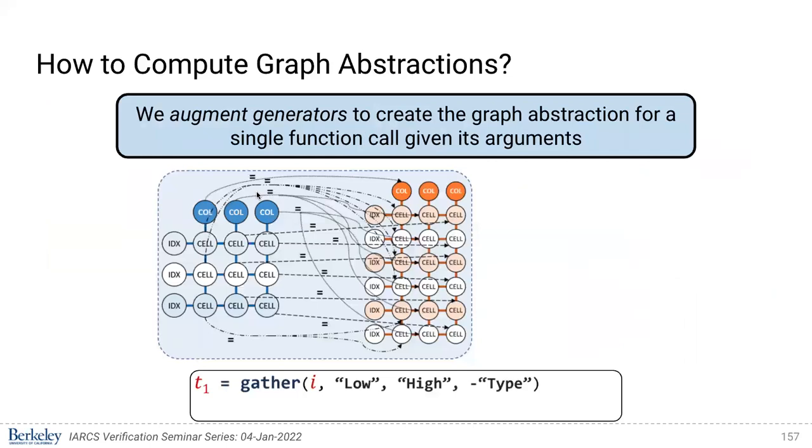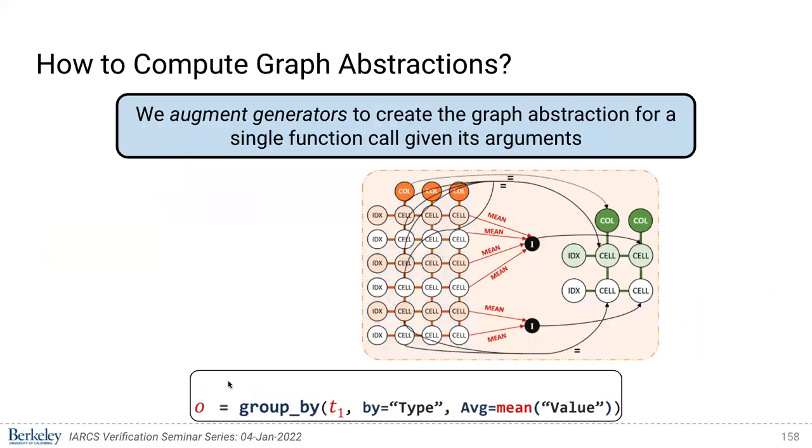So for example, in the program, we had 2 function calls, right? The first function call here is gather. So we modify the generator portion for gather to also produce this particular graph, just for the input and output of this one function call. So we get the graph as shown here.